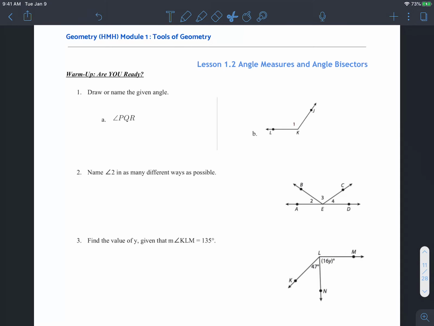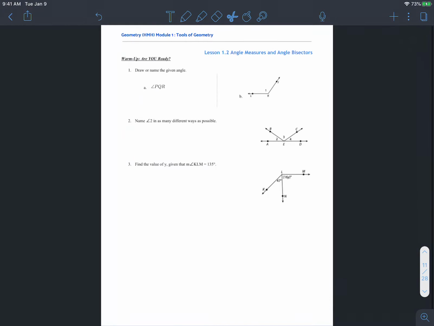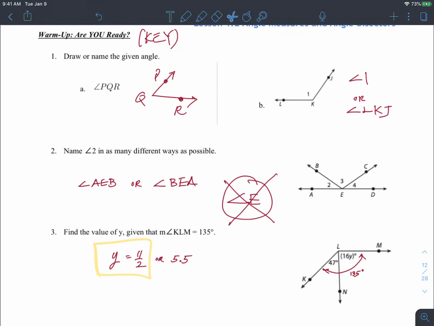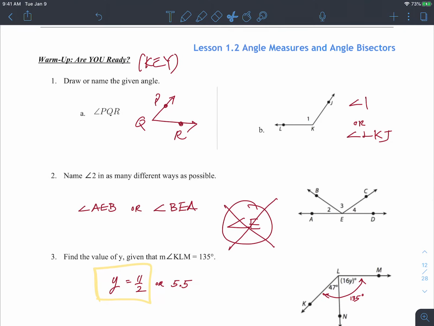Okay guys, I'm going to assume that you already paused the video and worked on it. So here are the answers. For the first one, the answer is the drawing of angle PQR, as long as you put the middle Q as the vertex, we're good. You could have had PQR, or you could have swapped these two and called it RQP. It really doesn't matter to me. The second one could be named angle 1 or angle LKJ.